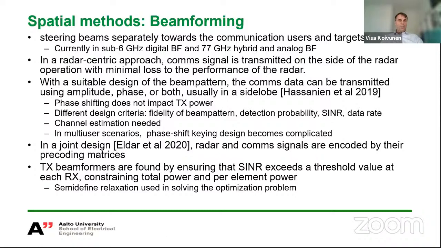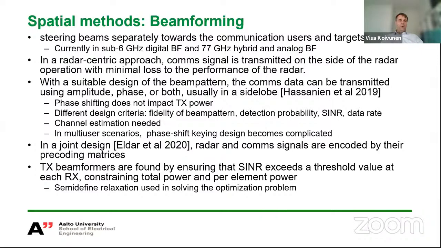Then you can also do spatial methods, beamforming and so on. And beamforming, of course, is slightly different whether you're operating in 6G or sub-6 gigahertz frequencies or 77 gigahertz frequencies. Again, you can have a radar-centric design where the communication device transmits on the side and tries to make sure that the radar is not suffering, and your communication system maybe is less important, but you can provide some low rate communication with it. And if you design these beam patterns for the transmitters appropriately, then you can transmit these communication signals using amplitude, phase, or both in the side lobe signals. And there's a paper by Hassanien from 2019.